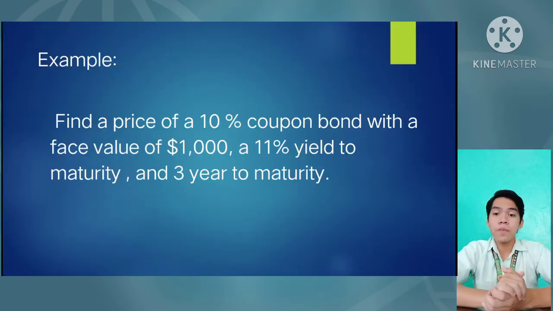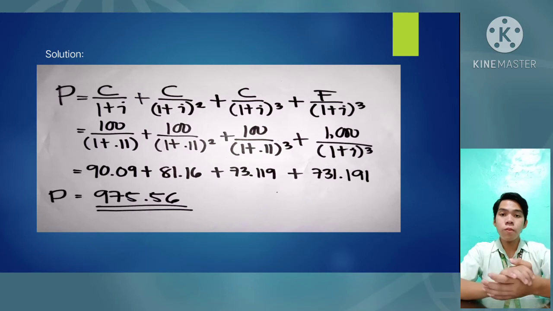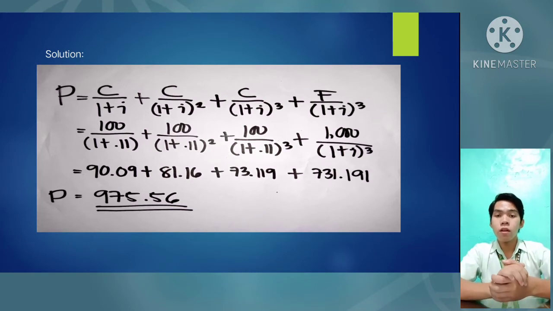So, an example problem: find the price of a 10% coupon bond with a face value of 1,000, 11% yield to maturity, and 3 years to maturity. For the solution, first you have to write down the formula and then do the substituting. So P is equal to 100, which is the coupon payment, over 1 plus 0.11, which is the yield to maturity, plus 100 over (1 plus 0.11) raised to the power of 2, plus 100 over (1 plus 0.11) raised to the power of 3, which is the years to maturity, plus 1,000, which is the face value of the bond, over (1 plus 0.11) raised to the power of 3.